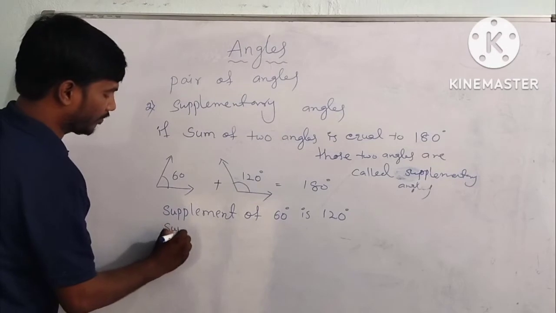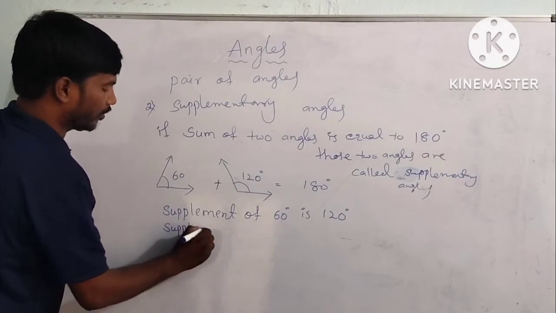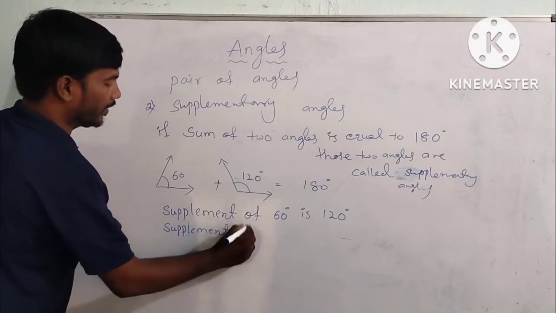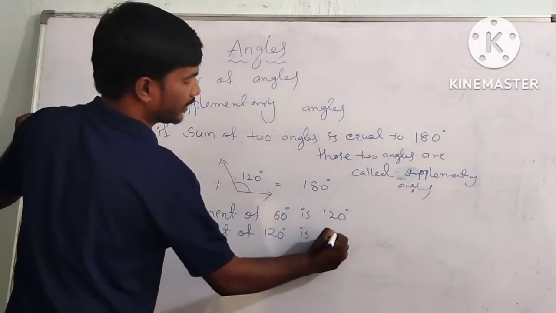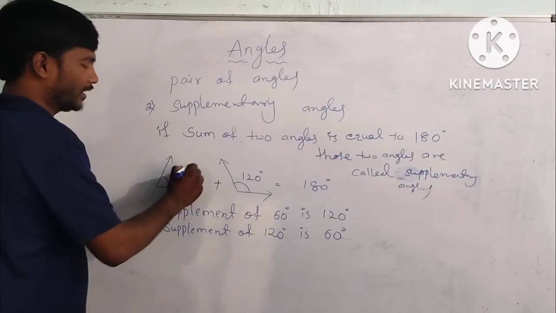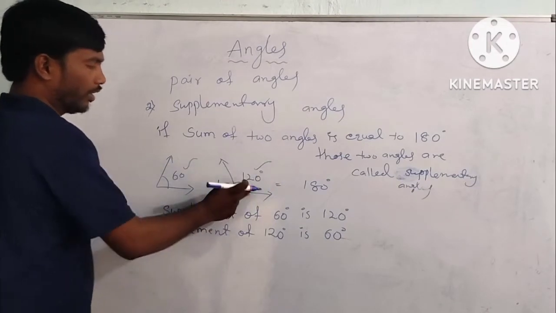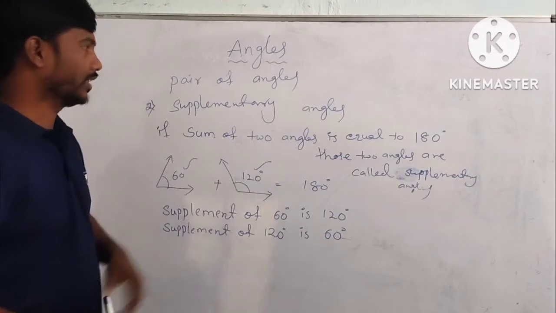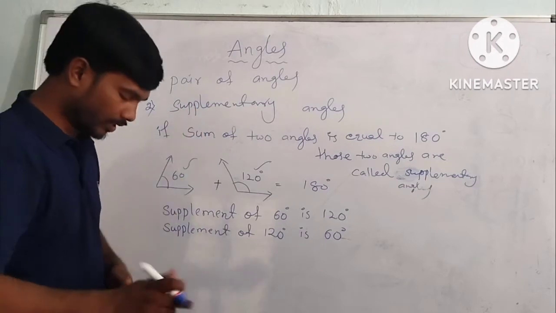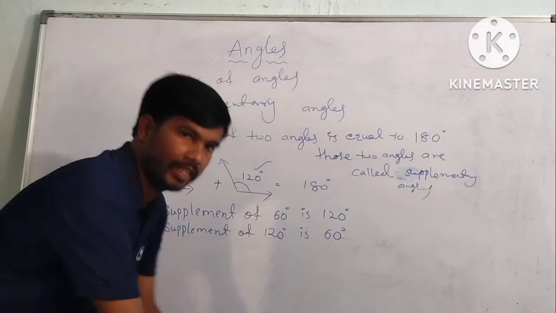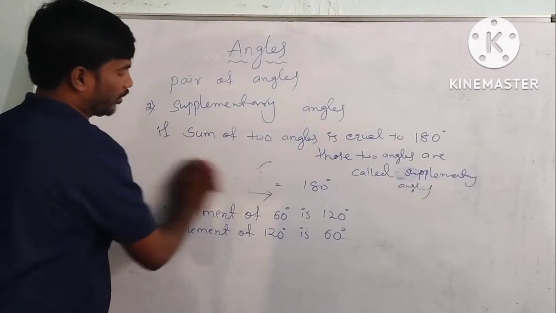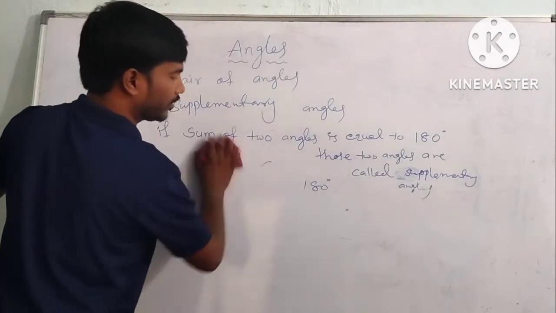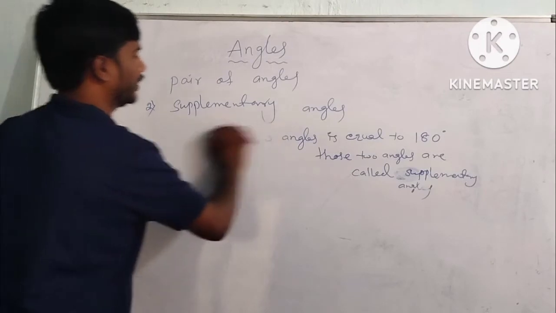At the same time, the supplement of 120 degrees is 60 degrees. So 60 is the supplement of 120, and 120 is the supplement of 60. So these are the important concepts: complementary angles and supplementary angles. Next, some more pairs of angles are there.